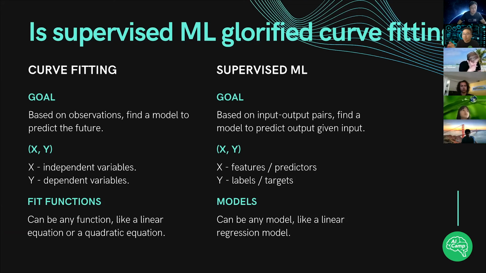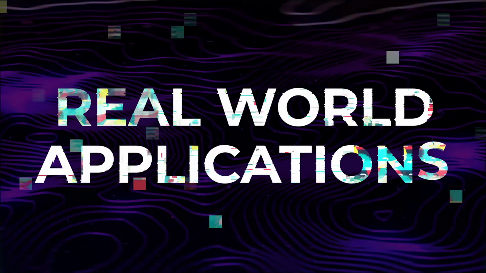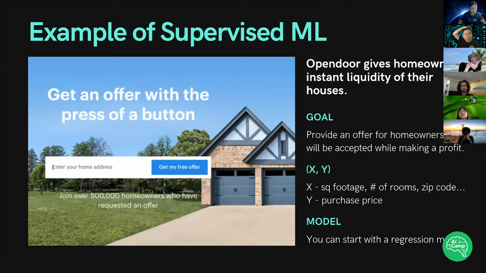For curve fitting, X is called the independent variable. For supervised machine learning, it's called features or predictors. For curve fitting, Y is called the dependent variable. And in supervised machine learning, it's called labels or targets. In supervised machine learning, you can use any model, whether it's a linear regression model or some very complex model. It could be a probabilistic model. But for curve fitting, it's any function. You see the similarity? Okay, so I'm going to give you some examples to really concretely illustrate this.